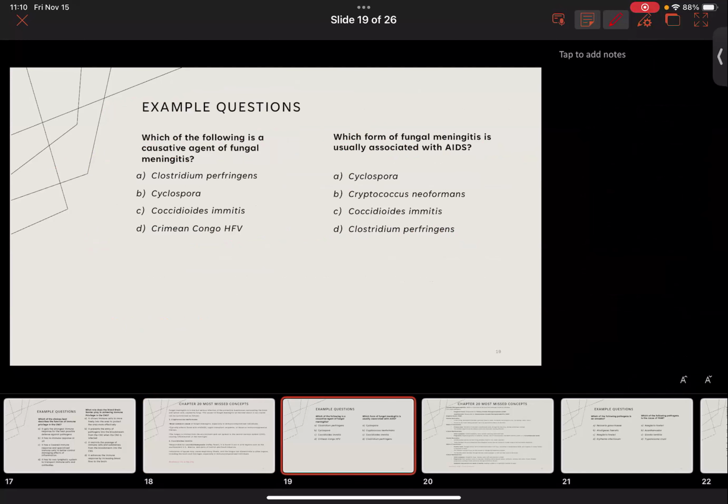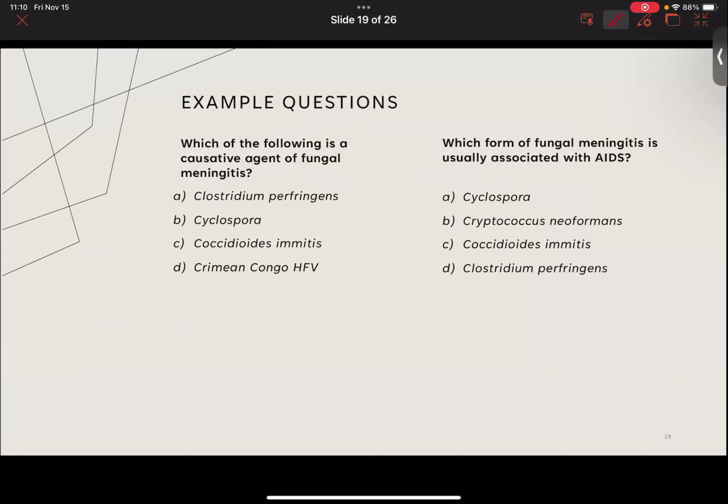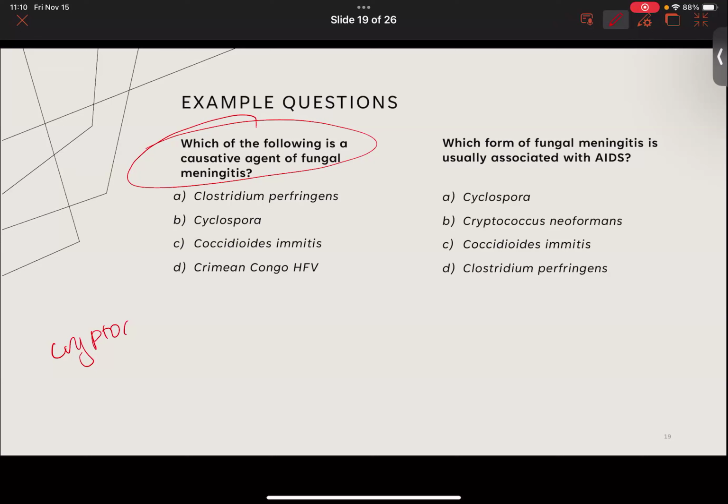Which of the following is a causative agent of fungal meningitis? Well, we already said C, C in the city with all of this. So without even looking at my choices, I should be able to tell you that it's something along the lines of Cryptococcus neoformans. Even if you guys can't spell, you just need to remember when you see them in the choices, but you should have an idea of what these words should be, right? Whenever you're looking at your choices, you shouldn't be confusing Clostridium perfringens and Cyclospora and Coccidioides and Crimean Congo. They're all C's. Don't remember it being C only, right?